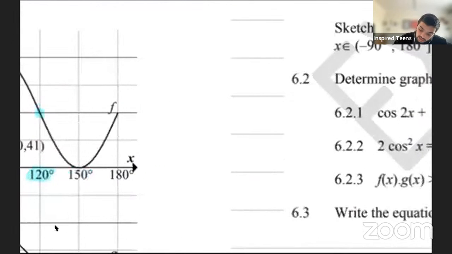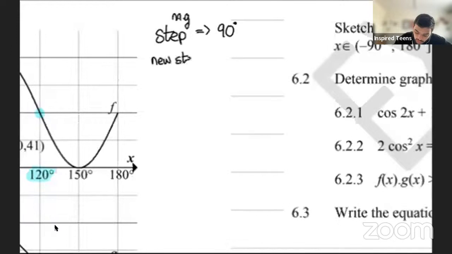The step of the mother graph is 90. And it's the same process. Remember, the new step is calculated by saying 90 over the coefficient.